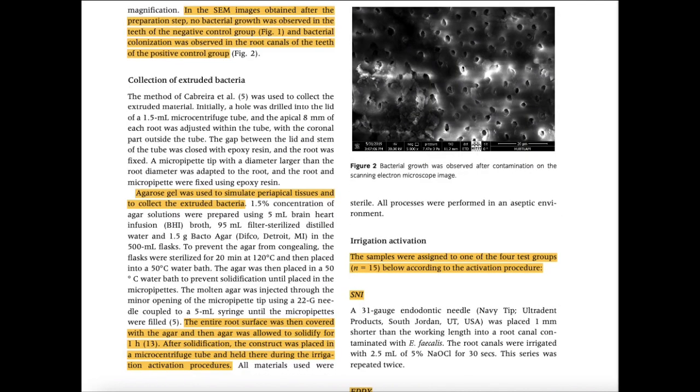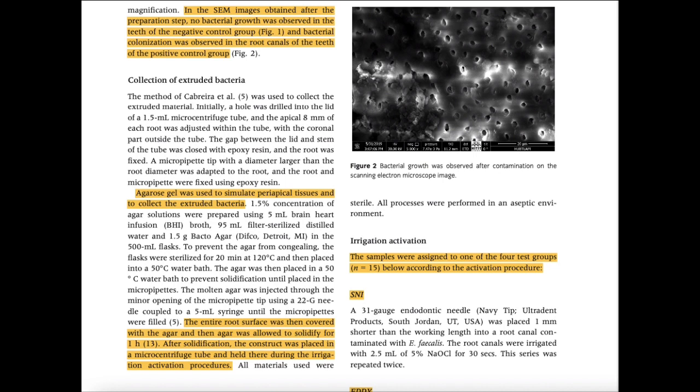For the scanning electron microscopy analysis, teeth of the positive control and negative control groups were cut into 2 pieces using a chisel. In the SEM images obtained after preparation steps, no bacterial growth was observed in the teeth of the negative control group, and bacterial colonization was observed in the root canals of the teeth of the positive control group.